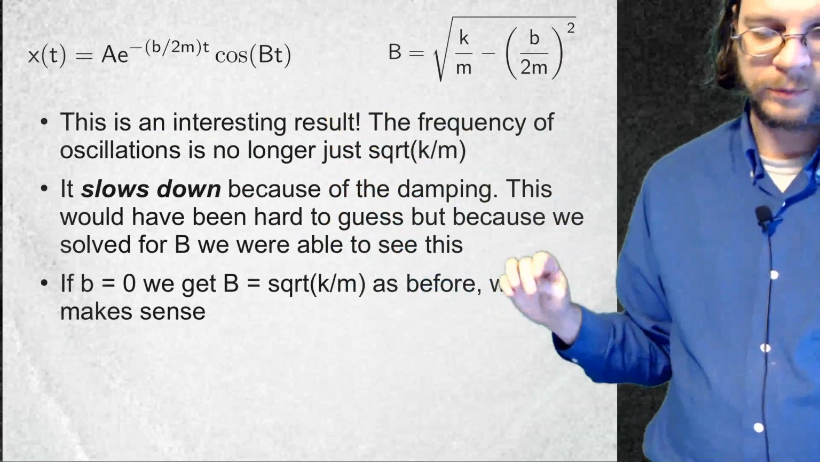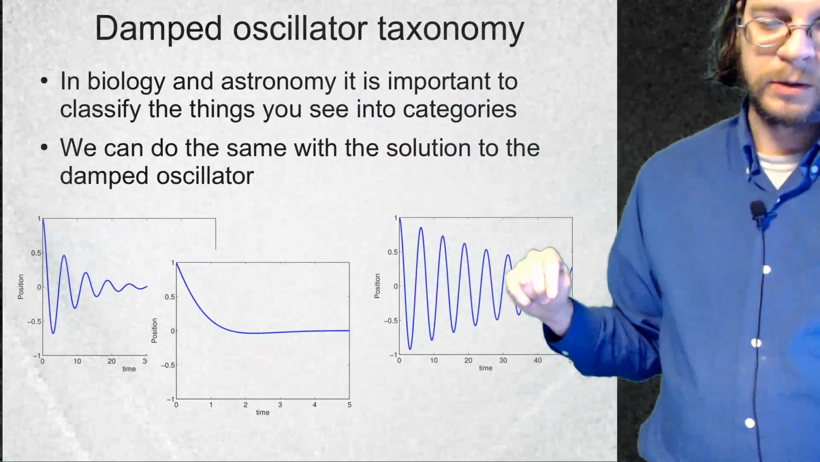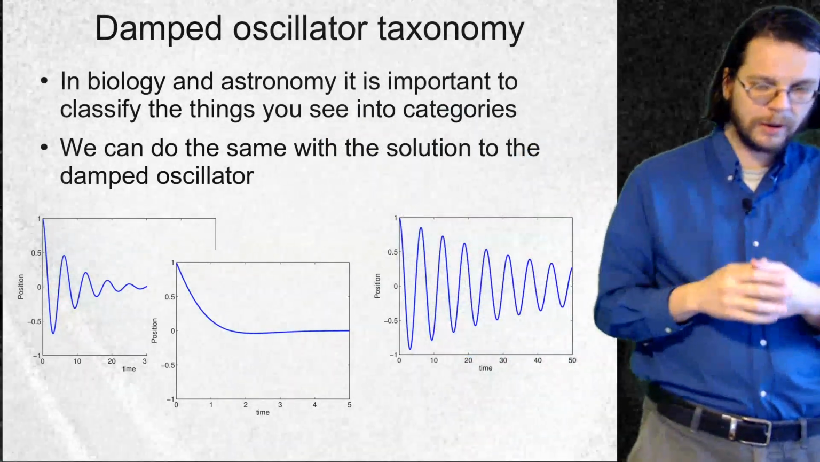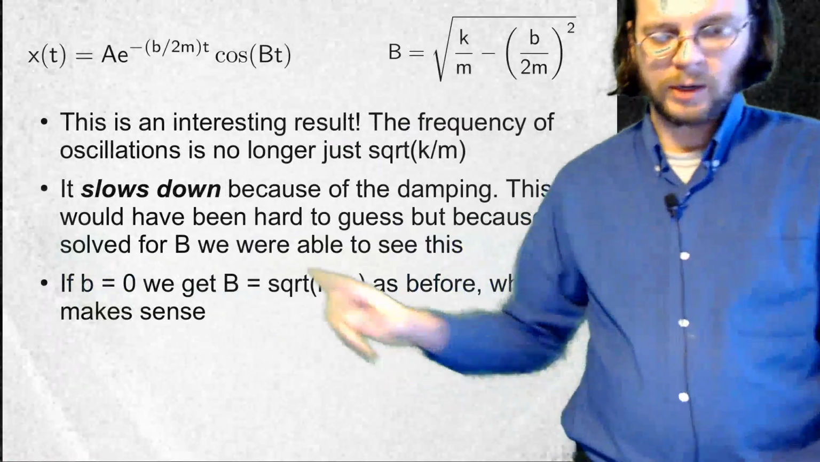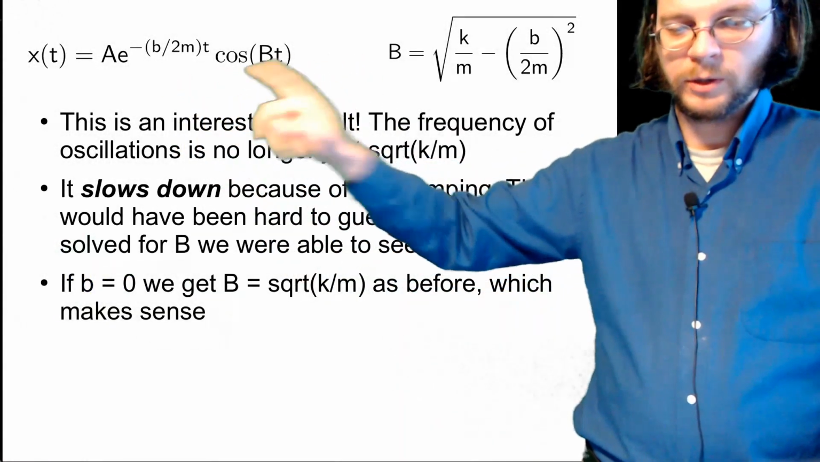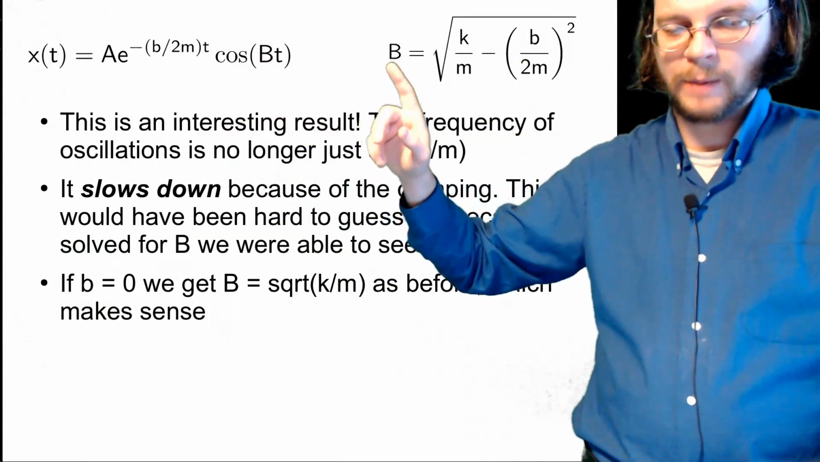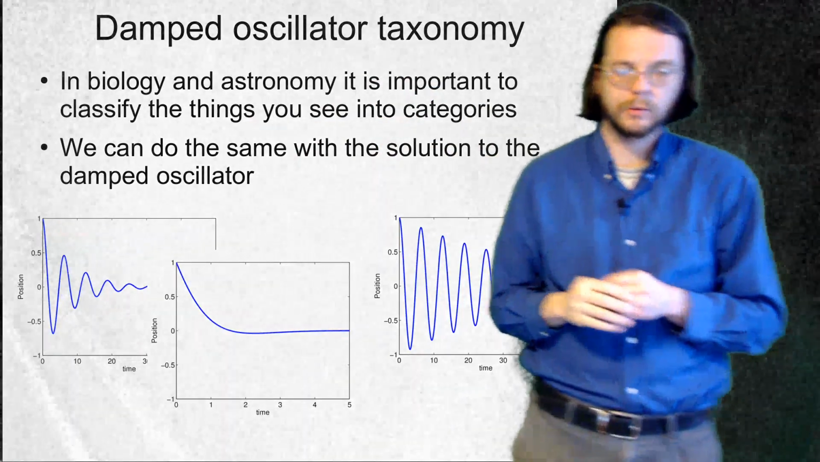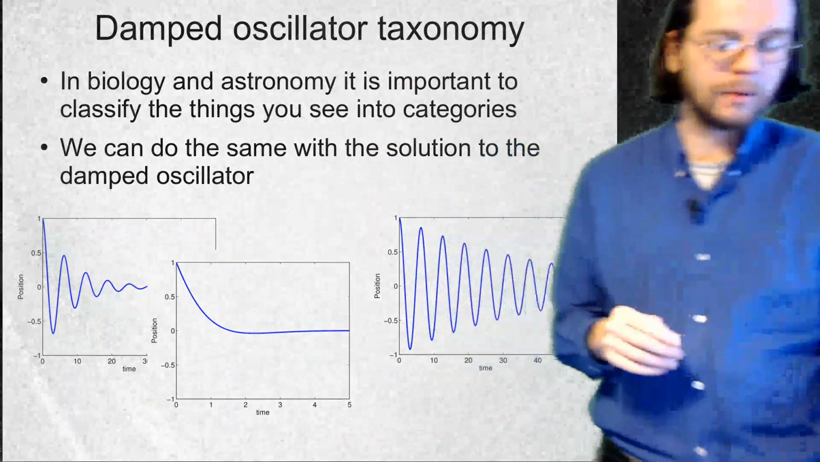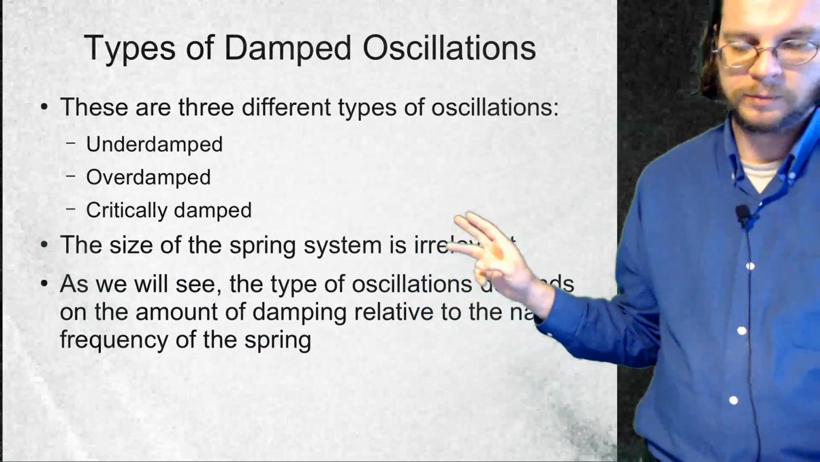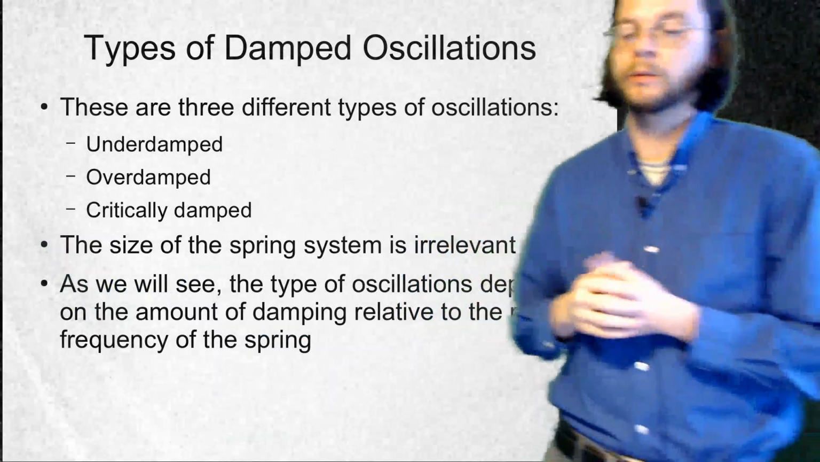But whatever. All right. So let's think about the different kind of behavior that this equation can give. This capital B appears in here. So let's think about the different kinds of behavior that we can get from this. It turns out that there's three different kinds of behavior that we can get from this.